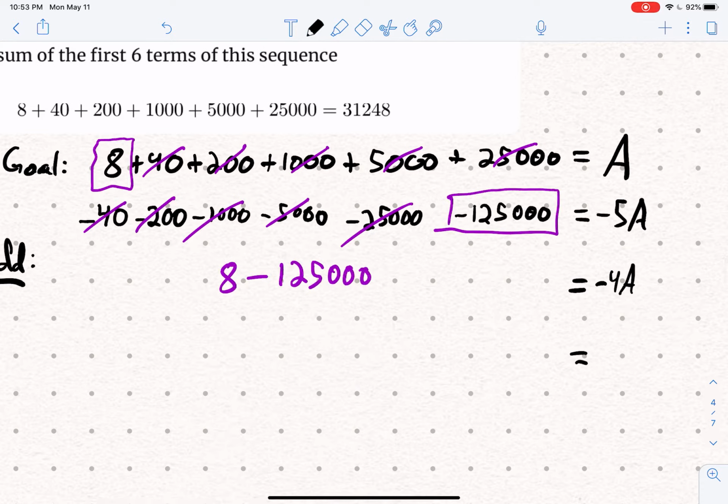First of all, that's like magic. We didn't actually have to add up all of these numbers and all of these numbers. We've managed to jump. All we have to do is a single subtraction. All right, let's do it. 8 minus 125,000. That one we should be able to do in our heads.